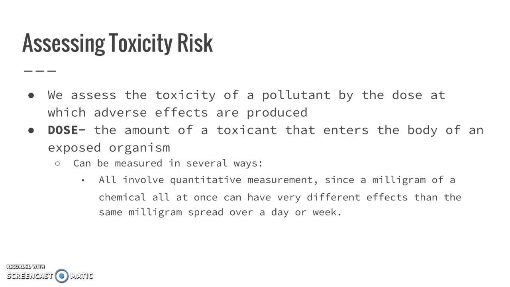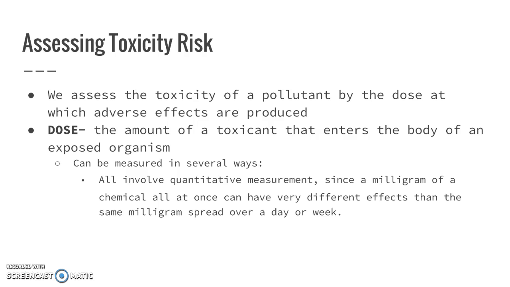So the first thing we need to do is assess the toxicity risk. We assess the toxicity of a pollutant by the dose at which the adverse effects are produced, which means the dose at which someone is starting to show some kind of symptoms from a chemical or a toxin. And that dose is the amount of toxicant that enters the body of an exposed organism. That dose is the amount at which you're going to start seeing symptoms, like a headache or a fever or stomachache. Something is going to start to show up.